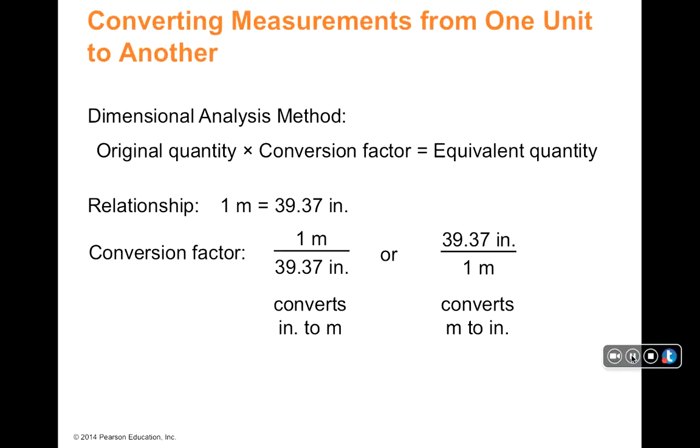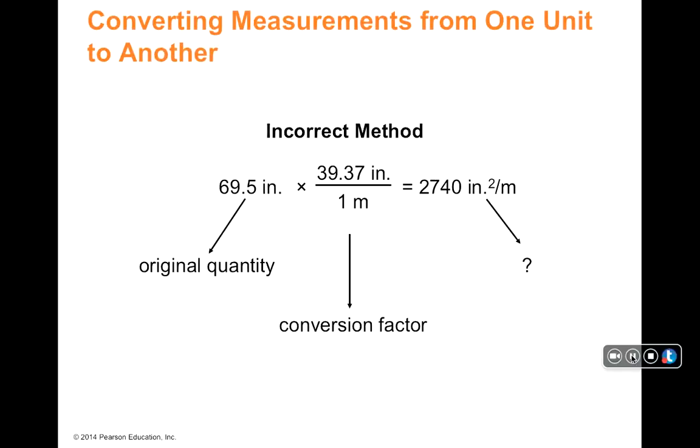So the way you do this is to look at the units and work to cancel out the units so that you end up getting the unit you want in your answer. And I'll show you how that works. First, let's look at an incorrect method. The question here would have been, convert 69.5 inches to meters. Let's assume that was the question.